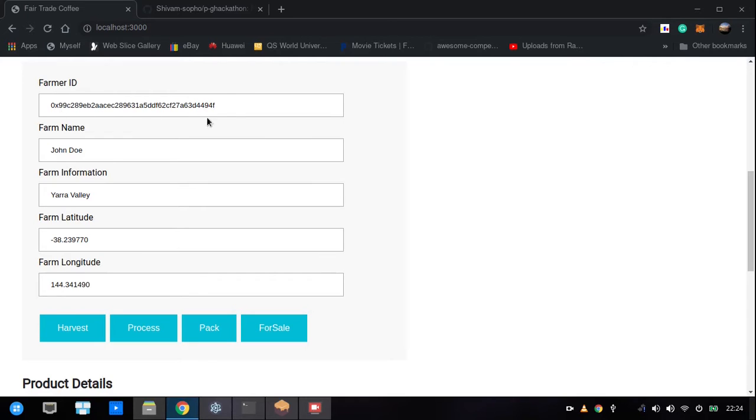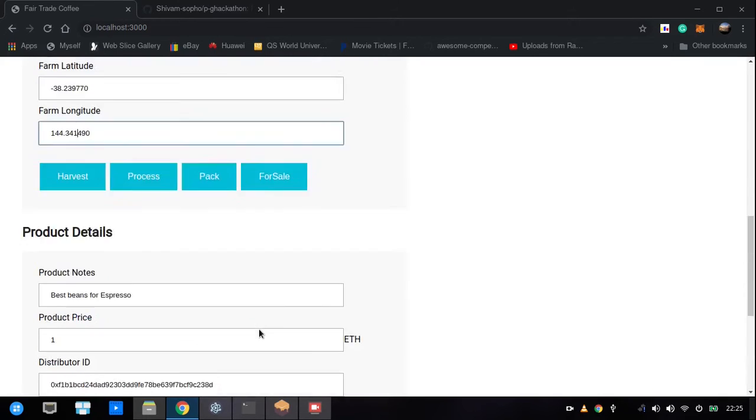Basically, these addresses will be there in the Ganache CLI, where I will be writing instructions. These are the addresses that we are deploying our contract to. This is the farmer ID. He can fill in the farm name, farm latitude and farm longitude. After that, the coffee process is divided into four steps: harvest, process, pack, and for sale. Once these three processes are executed, we can click on for sale, and then the execution will be recorded in the transaction history here.